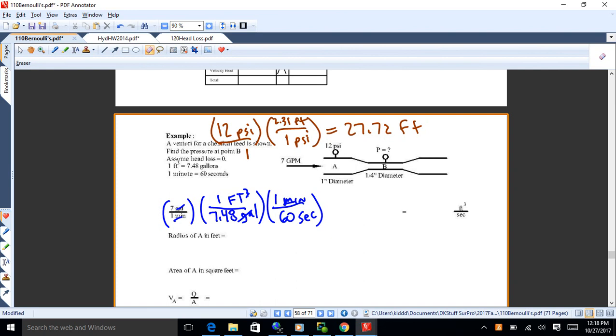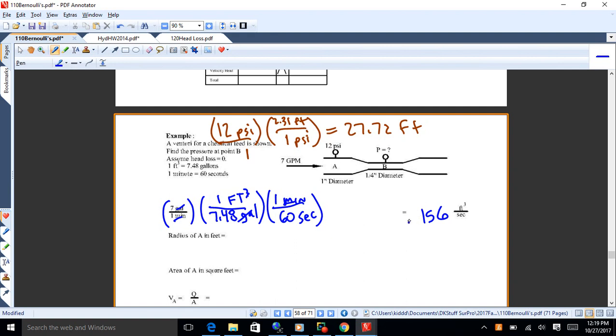Okay, so what we do there, we take 7, divide it by 7.48, divide it by 60, and I came out with 0.0156. I always think of you all too in water, if miscalculating a dosage or something, that wouldn't be good. So you want to be sure you're getting that stuff right. So that gets us the flow rate going through the system, 0.0156.